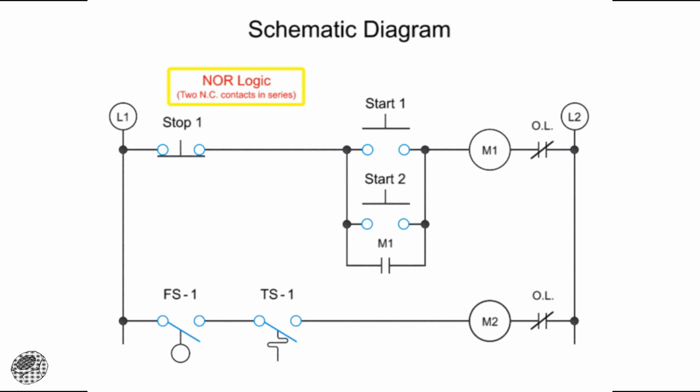NOR logic, an extension of NOT logic, operates by the inclusion of a second normally closed push button in series. In this arrangement, by pushing stop button 1 or stop button 2, the M1 coil is shut off, and the M1 holding contact is deactivated.